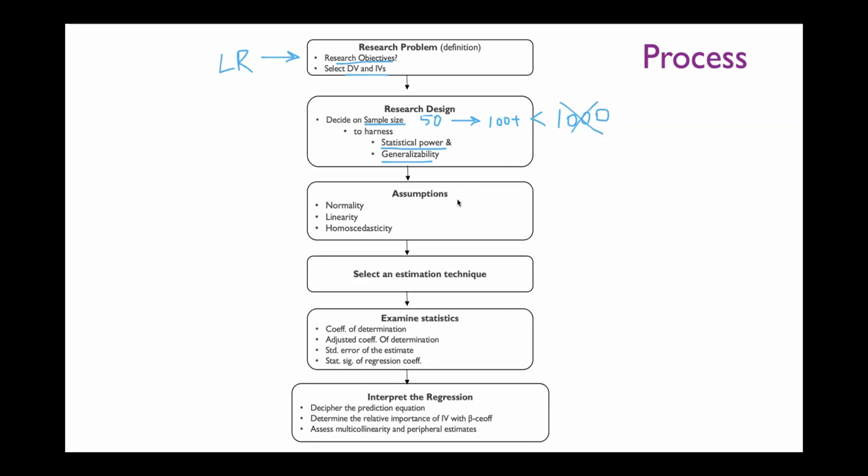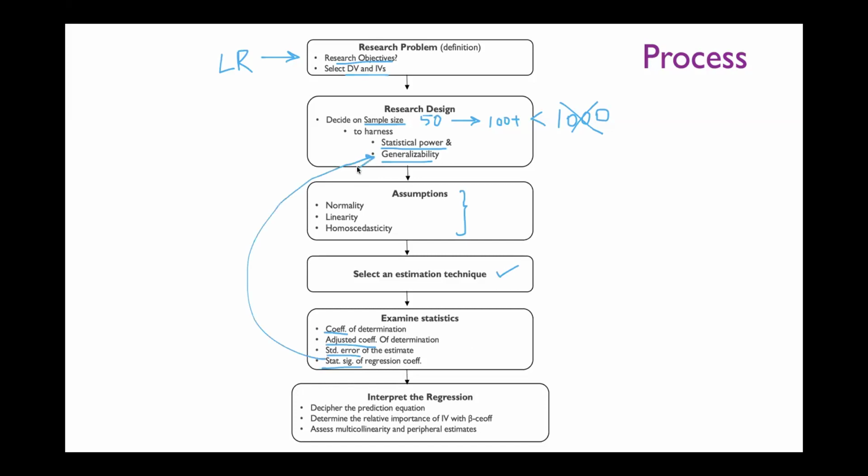Again, the assumptions that we saw in the previous slide: normality, linearity, homoscedasticity, no outliers, and so on. Then select an estimation technique, which we will see in the software. Examine the statistics. I told you the beta value is the most important for us. That is what a coefficient of determination is. So you get the coefficient, the adjusted coefficient, the standard error, and the statistical significance, which indicates your generalizability.